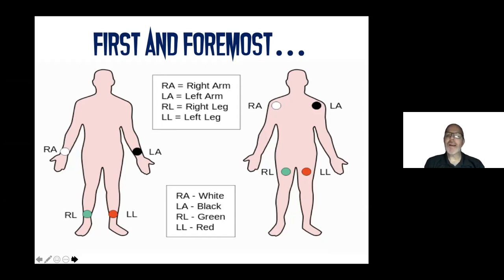A lot of folks will say, well, I put the limb leads on the trunk to reduce artifact. And my response is, if you have an artifact, then ask the patient to lay still and then reacquire the tracing again. So for a diagnostic quality EKG, the limb leads need to be on the limbs.